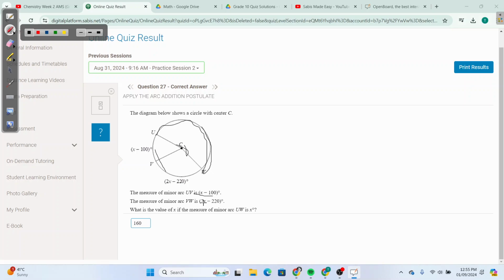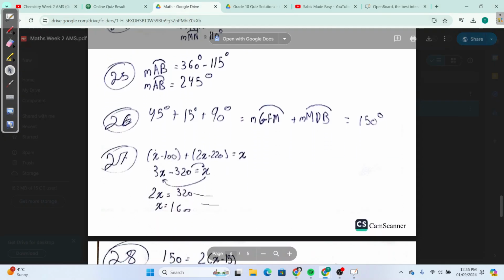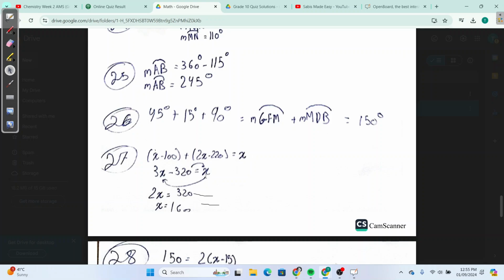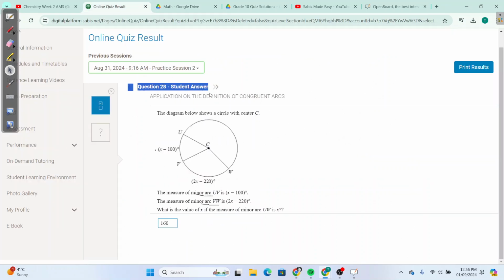So x minus 100 plus 2x minus 220 equal to x. Now, I'm sorry if I'm rushing through these last questions because I have to go in a bit. So let me just clarify here. x minus 100 plus 2x minus 220 equals x. 3x minus 320, because you combined like terms, is also equal to x. Take x to the other side and take 320 to the other side. 2x equals 320. x equals 160, which is our answer.